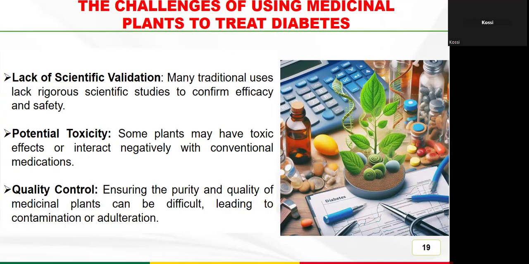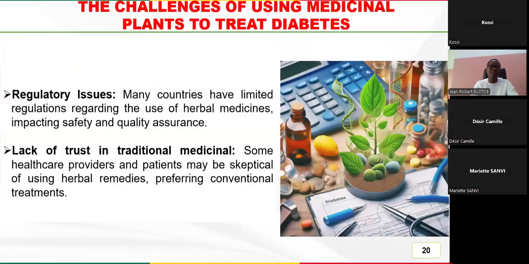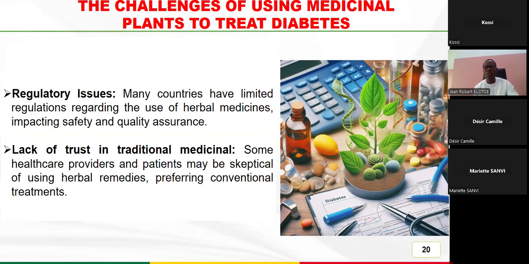And quality control to ensure the quality of the medicinal plants is also difficult to address. We also have contamination and adulteration of some medicinal plants or raw materials that are no longer the real quality or the real product the seller presents to the population. Also, many countries have limited regulation regarding the use of medicinal plants. That impacts the safety and quality assurance of the products available for use by the population.